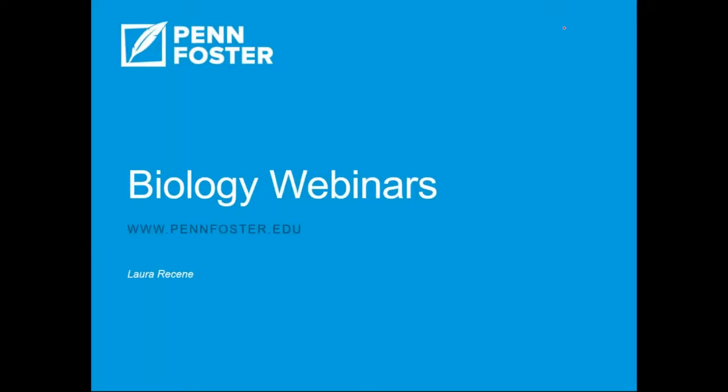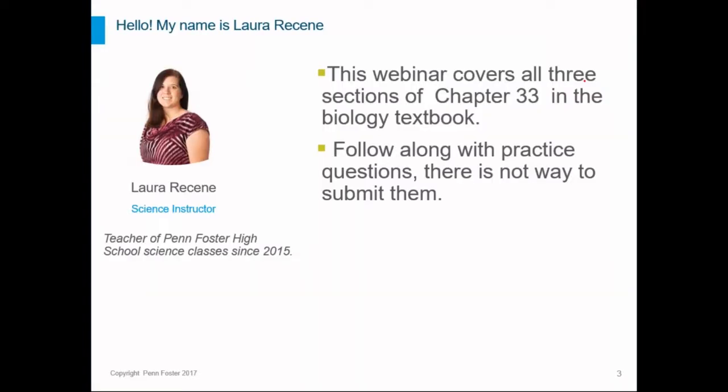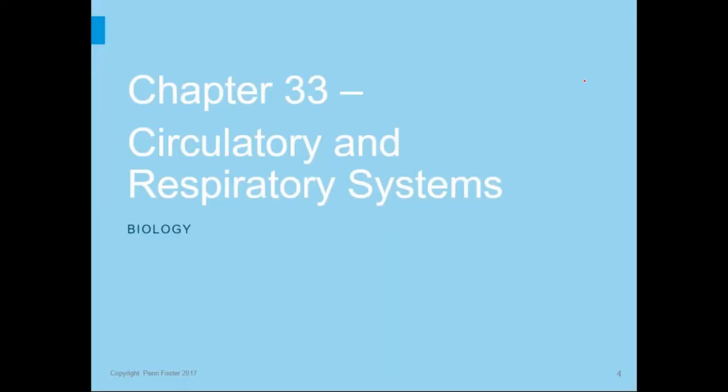Thank you for joining this biology session on Lesson 5. In this section, we'll be going over Chapter 33, all three sections of the chapter, and you'll see practice questions that you can follow along with, but there's no way to submit them for grading or anything. You just follow along with what we do. And this chapter is on the circulatory and respiratory systems.